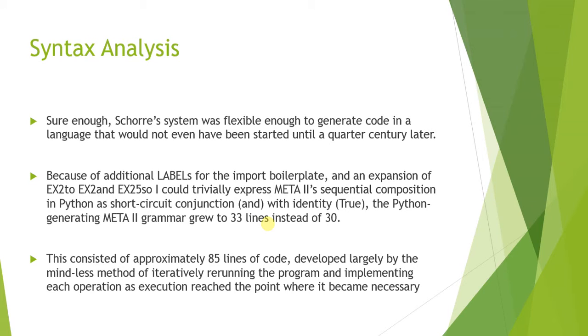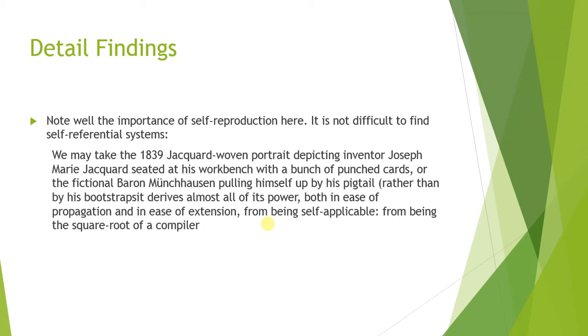Because of the additional labels for the import boilerplate and an expansion of AX2 to EX2 and EX25, he could trivially express Meta2 sequential composition in Python as short circuit conjunction and identity. The Python generating Meta2 grammar grew to 33 lines instead of 30. This consisted of approximately 85 lines of code, developed largely by the mindless method of iteratively rerunning the program and implementing each operation as executed, until it reached the point where it became necessary.